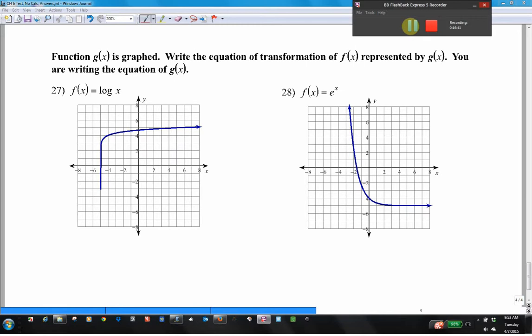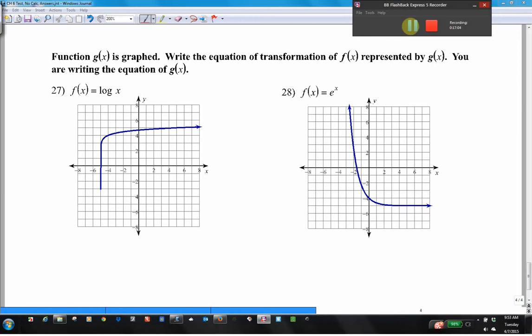Because we have 4 graphs to do, and those may be a little more lengthy. We should be able to get everything in, but I want to make sure I cover these. So the first thing we're going to do is we have a logarithm and exponential, and it gives us a parent, and then it gives us a graph, and says write the equation of the graph.